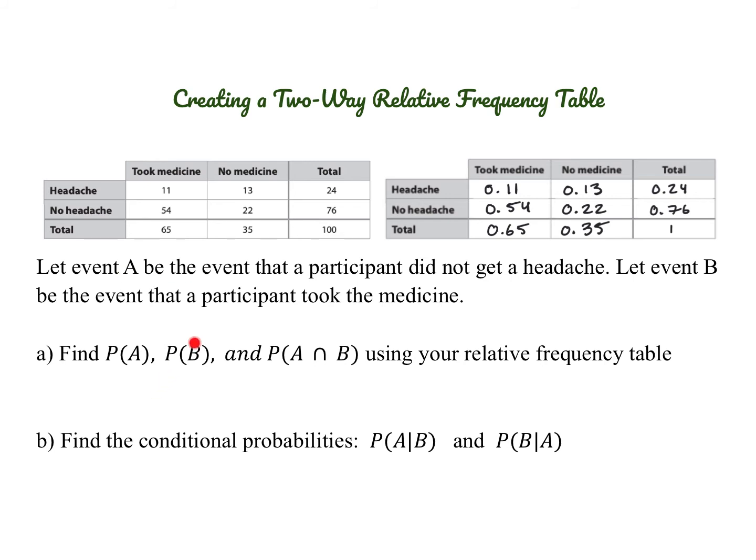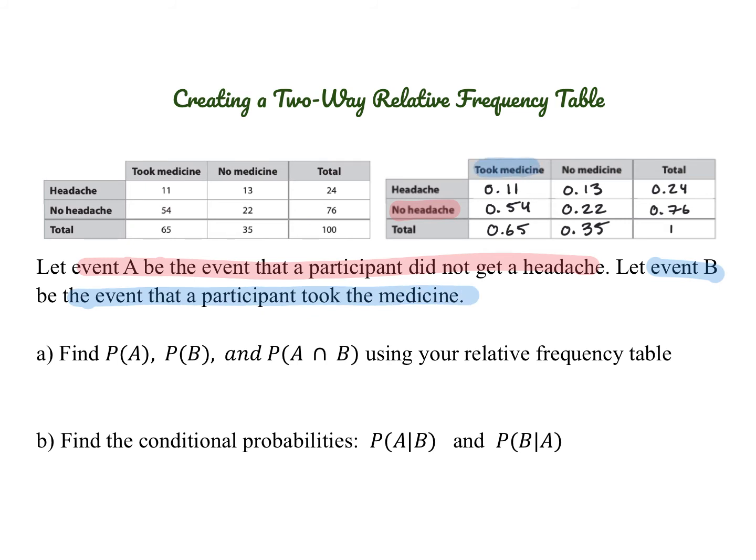So now we're going to try finding some probabilities using our relative frequency data. And you can see that since we divided each number by the total number of outcomes, these are already the probabilities of each individual specific set of events. So here event A is the event that a participant did not get a headache. So no headache is event A. Event B is the event that a participant took the medicine.